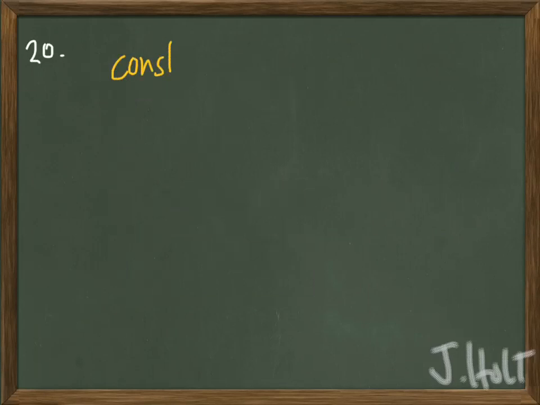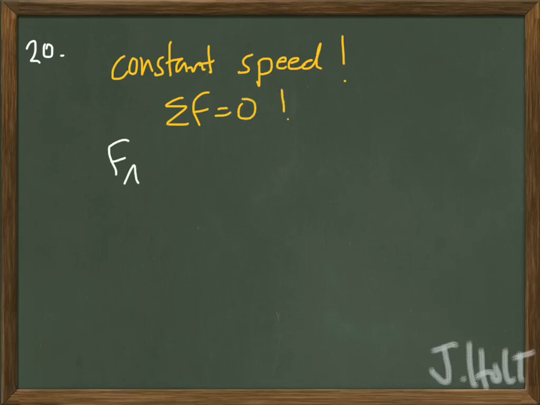Let's take a look at number 20. We have the same sled as in the previous problem. And it says we're at constant speed. Remember what that means. Constant speed means no acceleration, so the sum of the forces are equal to 0. So that means that the force applied needs to equal the force of friction.